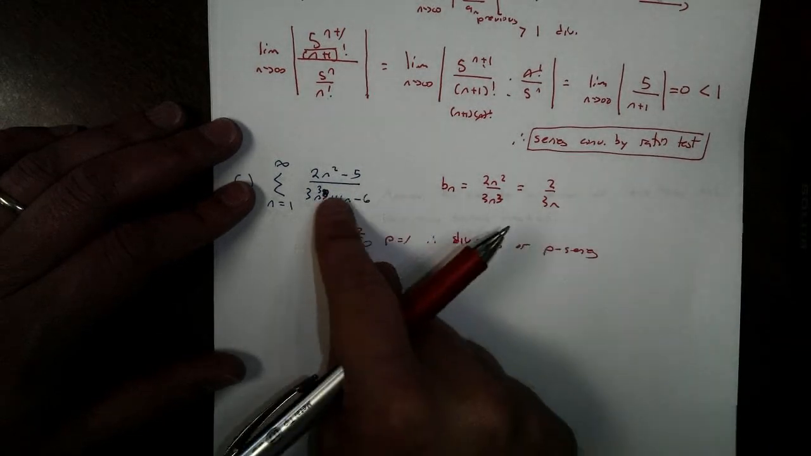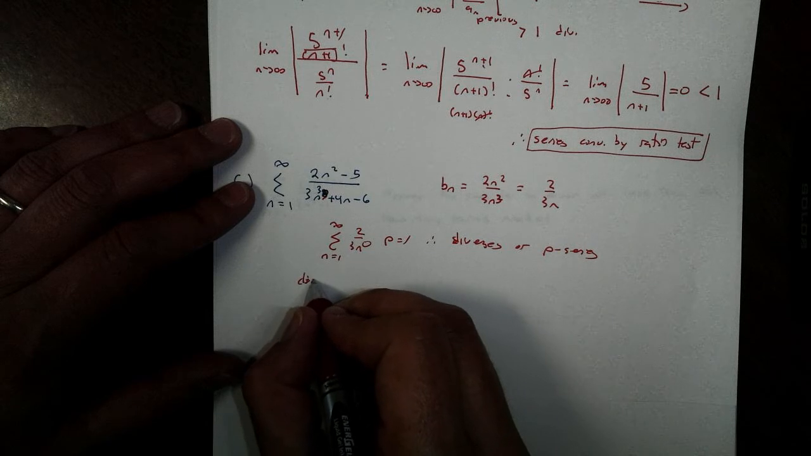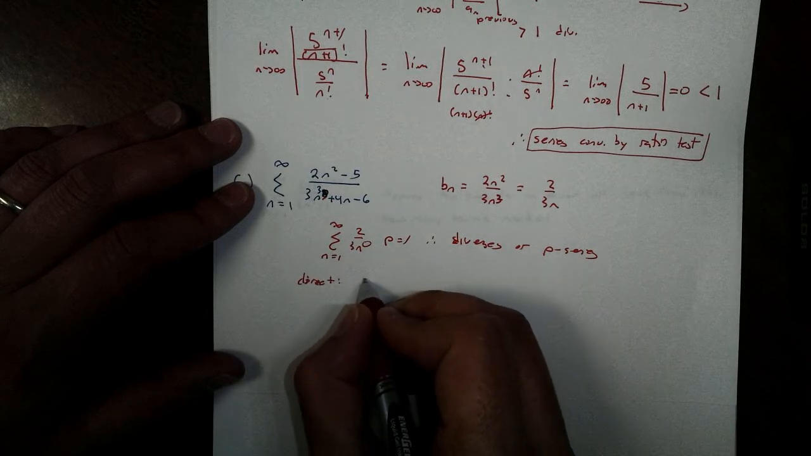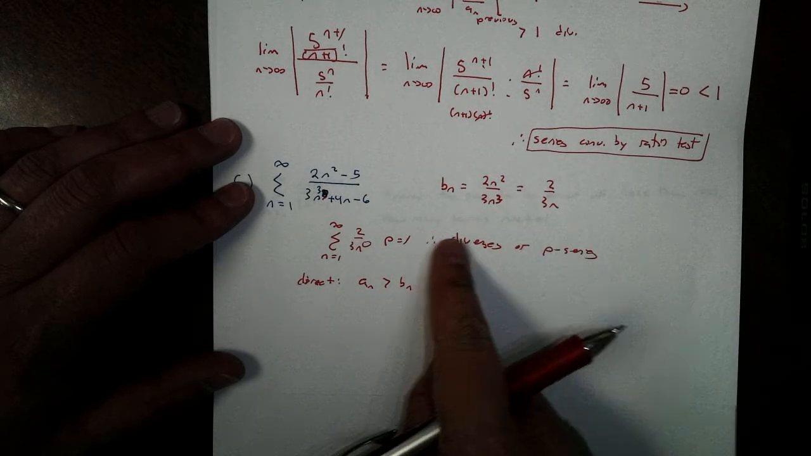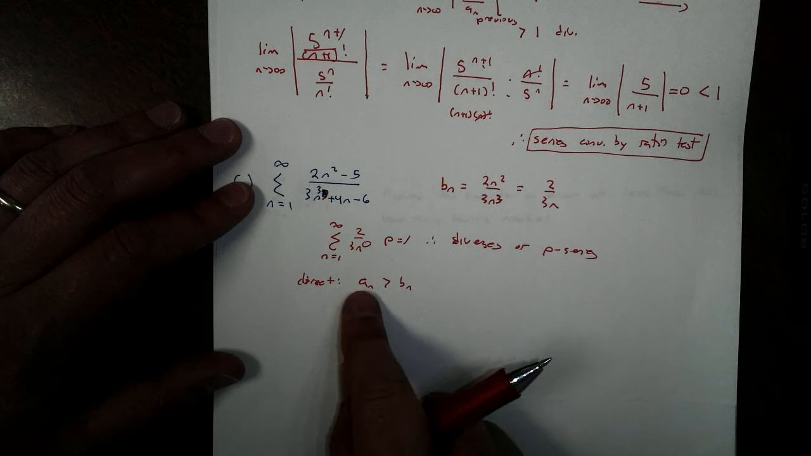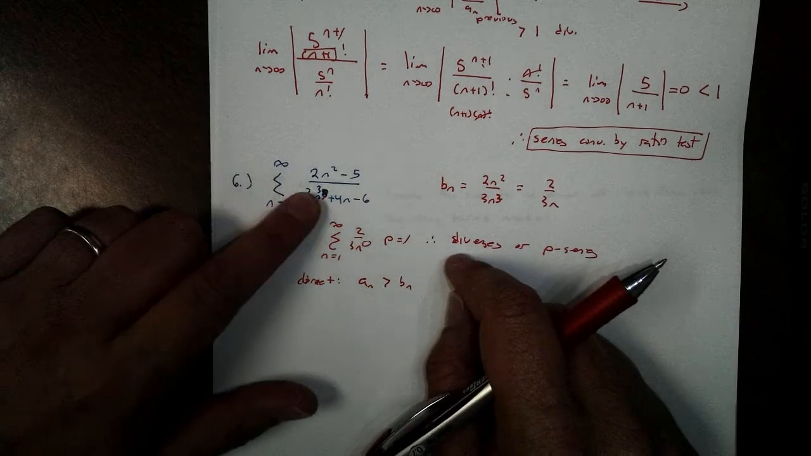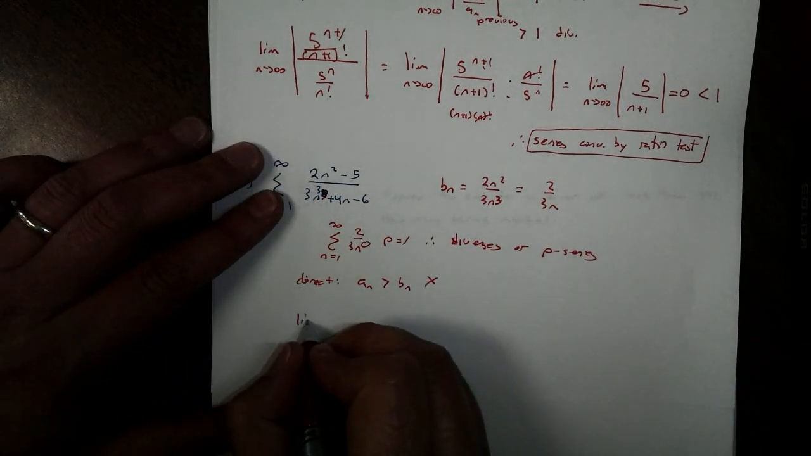So now I am not going to try direct comparison. Remember, for diverging, if you want to do direct, you have to say a sub n and b sub n. You want it to be greater than, because if b sub n goes forever, if you guarantee that a goes on forever, it has to be greater than b sub n. But do you really want to see if this is greater than this value? I don't think so. So I'm going to try my limit comparison instead.